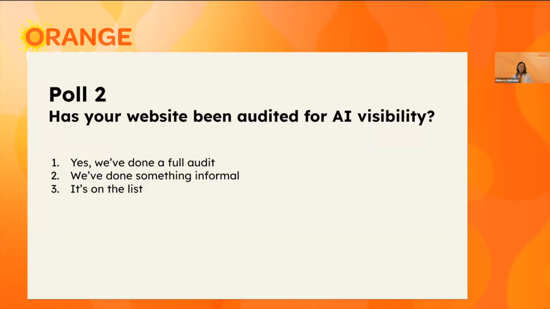Okay. Here's the poll. Has your website been audited for AI visibility? And your answers are: we've done a full audit, we've done something informal, or it's on the list. Good answering, guys. Love it. A couple more people coming in. Anybody else want to slip in there? Okay, I'm going to end the poll and share the results. So we've got a mix of results. We've done a full audit. We've done something informal. We've kind of looked around ourselves. And it's on the list of things to do. And we have answers for that as well, how you can do this easily.